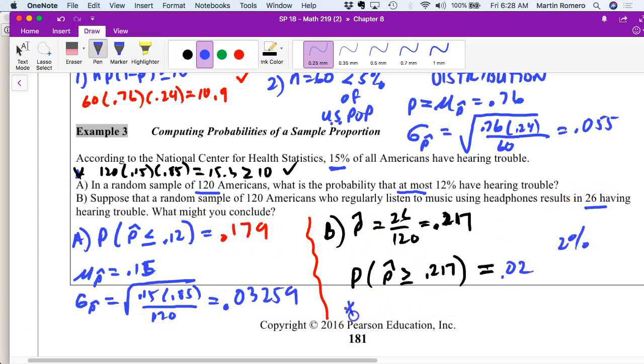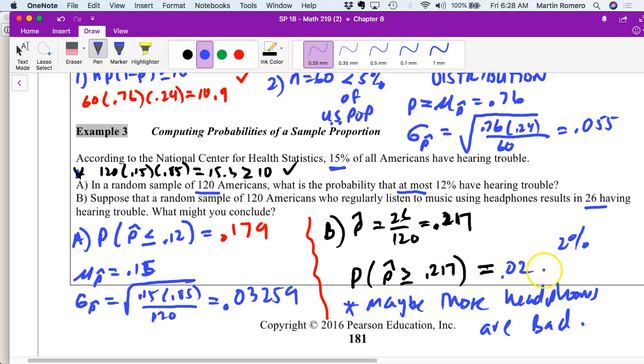What can we conclude? Maybe those headphones are bad, right? We don't know, we need to do further testing, but this probability gives us a clue that that might be the situation.